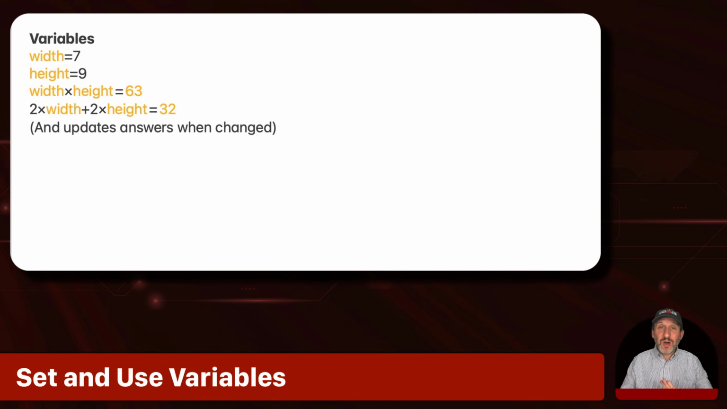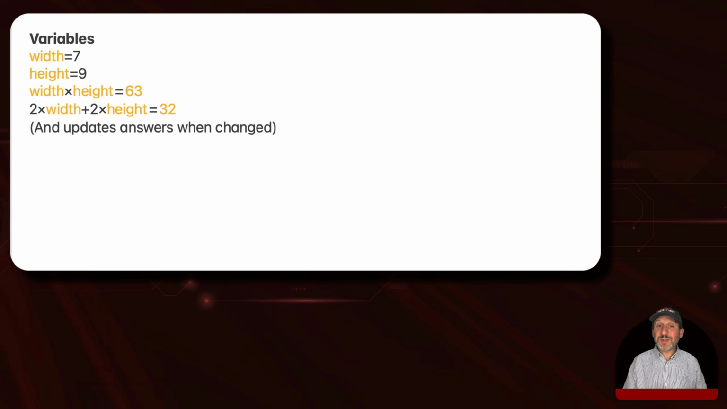Now this whole thing takes on a whole new dimension when you realize you can use variables. So you can just type some text, use words like width and height here, and assign values to them. And then you can use them in equations. So for instance here, I can multiply width times height. It takes those values and gives me the result. I can even use them in more than one equation like that.